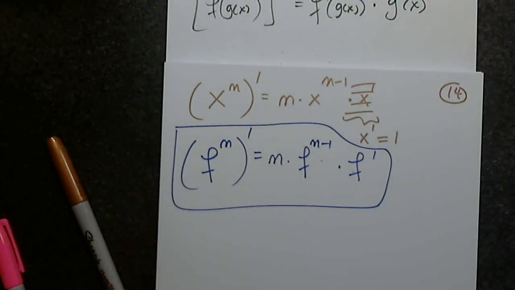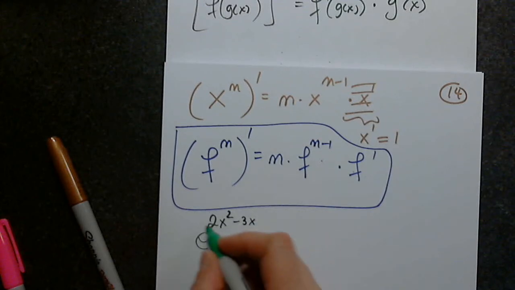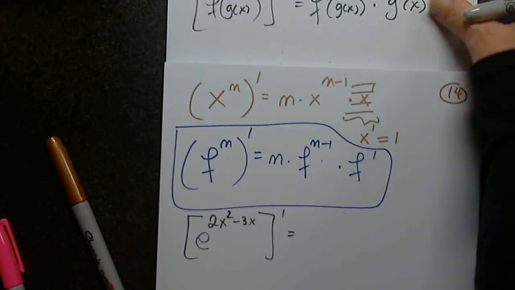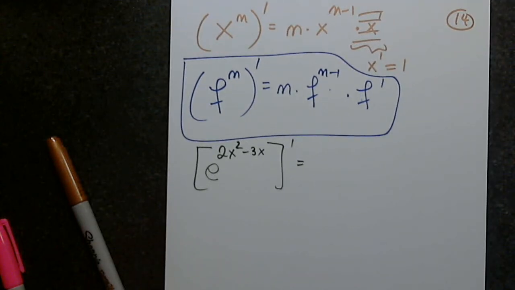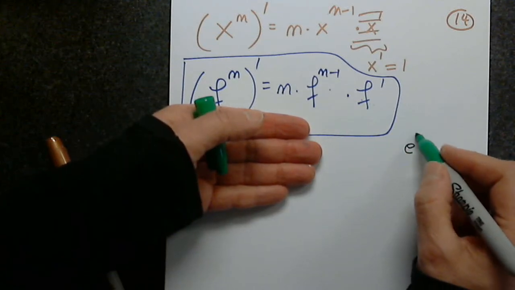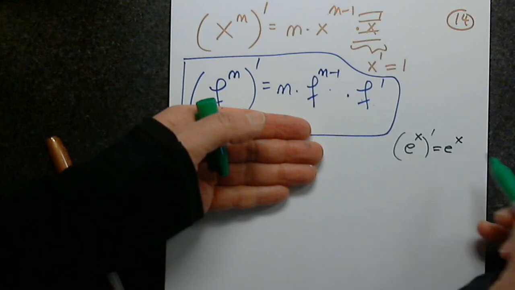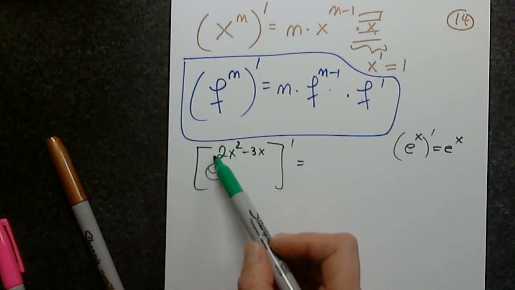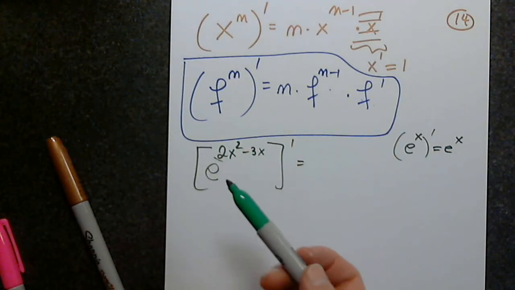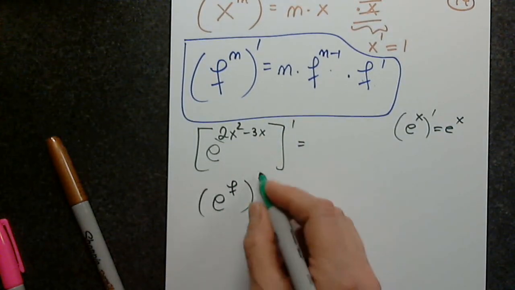What do you think about the following? e raised to 2x squared minus 3x, prime. What do you think this equals? If I only have e to the x prime, I have e to the x. But now I have a function. This is not x. What do you think this will equal? e to a function prime.